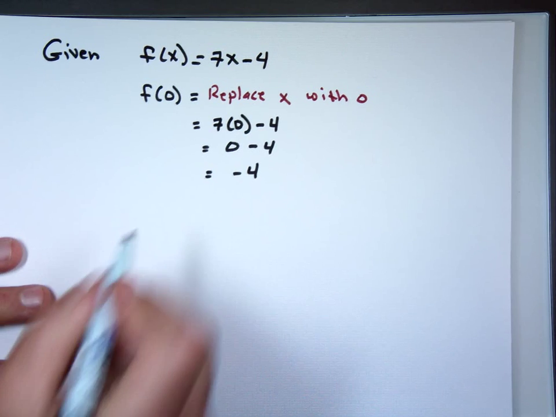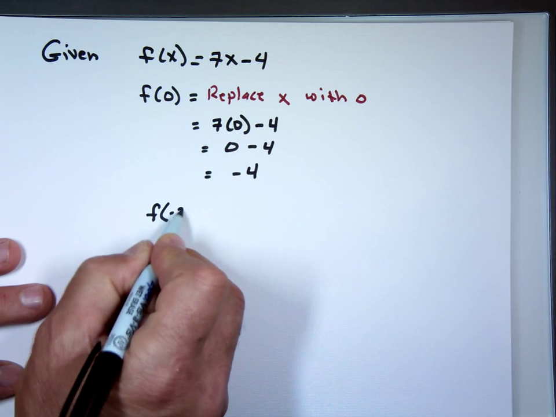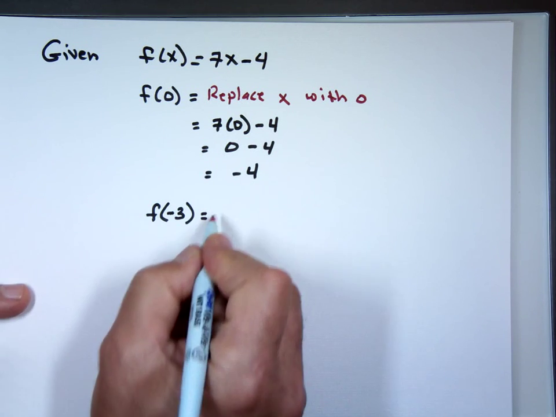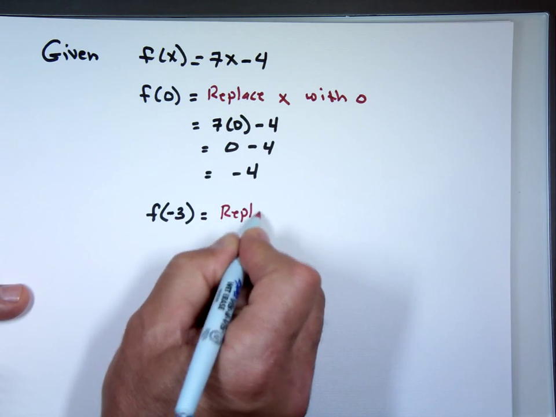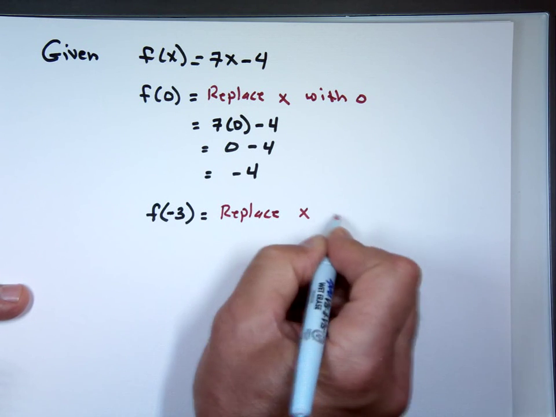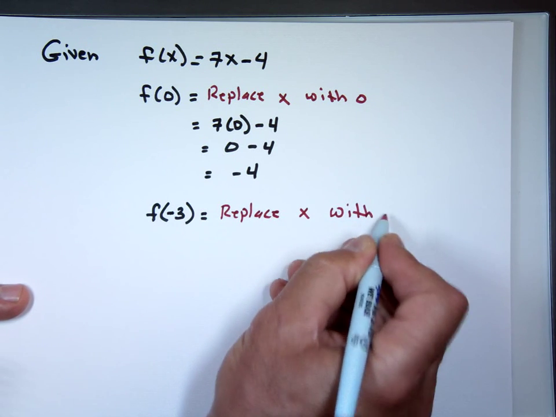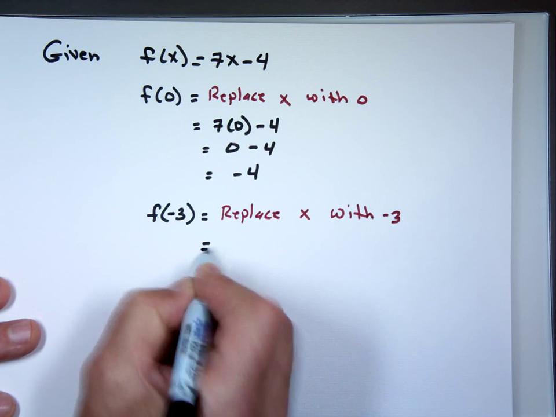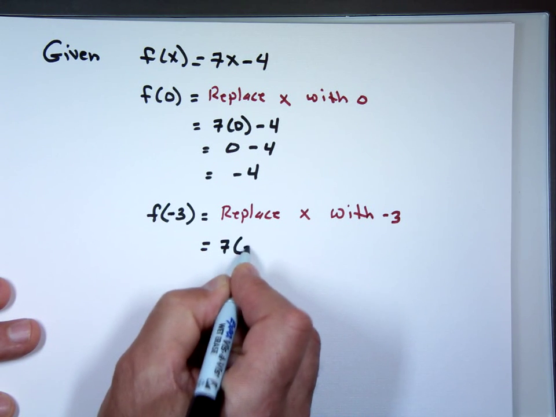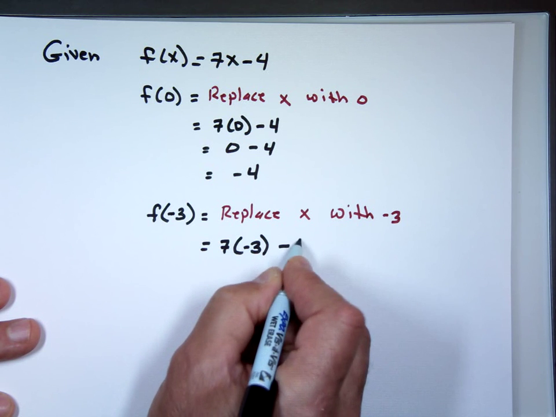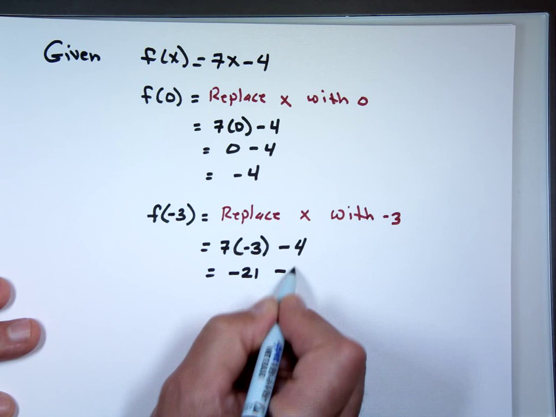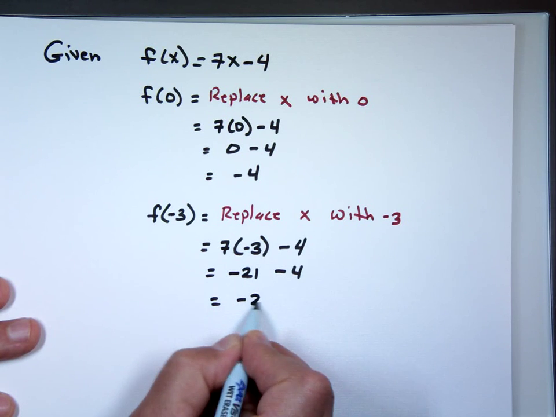What does f of negative 3 mean? Replace x with what? With negative 3. So let's plug it in. 7 times a negative 3 minus the 4. 7 times a negative 3 is negative 21, minus the 4, which is negative 25.